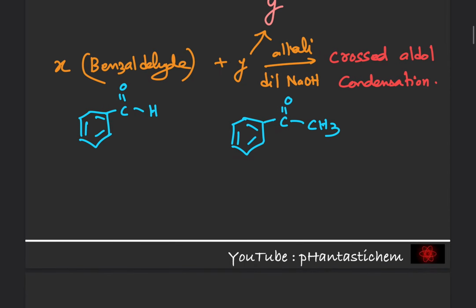Okay, so acetophenone contains alpha hydrogens. These are the alpha hydrogens, right? Alpha carbon is the carbon next to the functional group. So acetophenone, containing alpha hydrogens, will attack the carbonyl carbon of benzaldehyde, because benzaldehyde does not have any alpha hydrogen. You can see this is the alpha carbon and it has no hydrogen attached to it. Therefore these alpha hydrogens are going to attack this carbonyl carbon to give us the aldol.